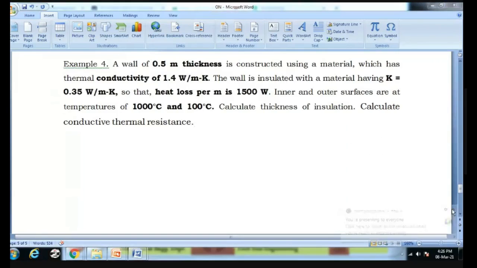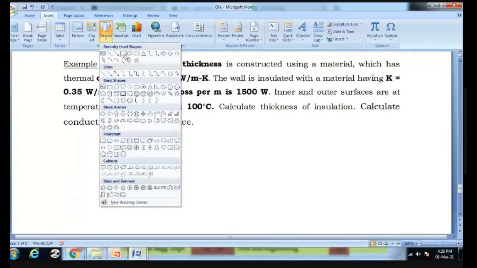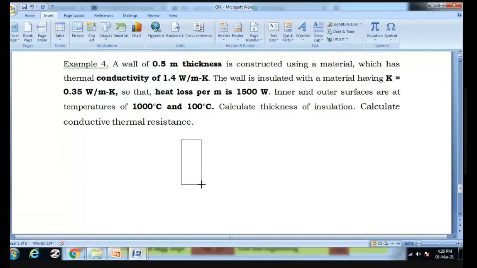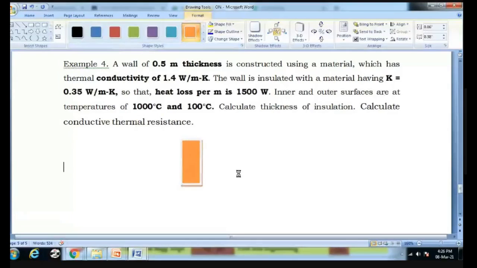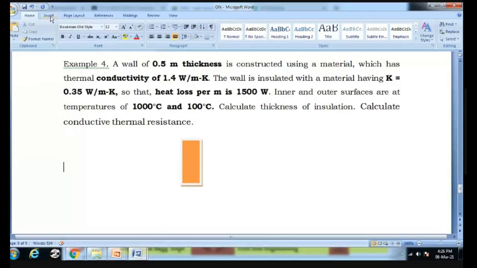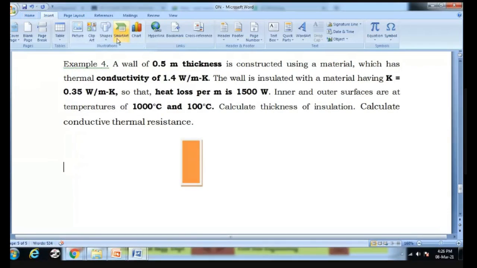Okay. And now you need to check what exactly it is. I'll tell you what it is. This is one wall. Then you see, insert this.